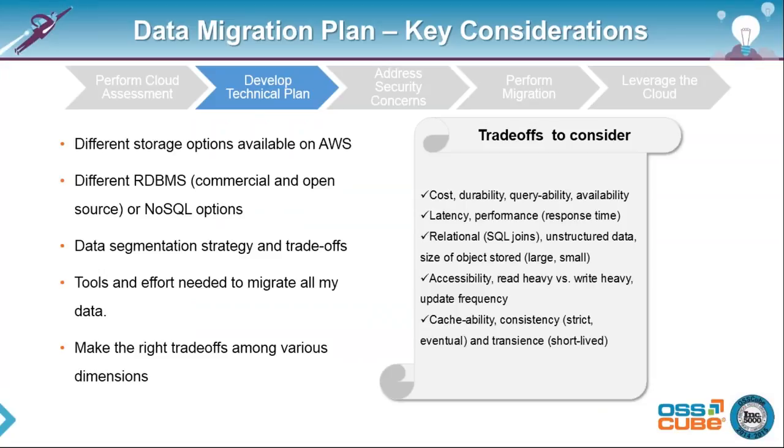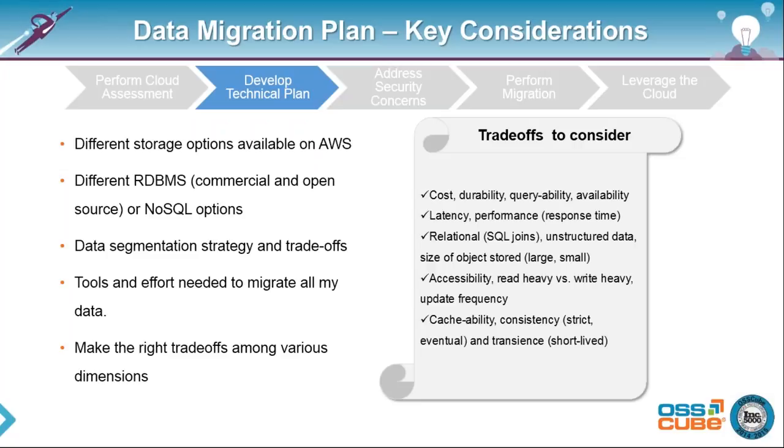Let's talk of the data migration. Data migration we are specifically considering because it is one of the most complicated parts when moving applications from on-premise to on-cloud. Based on your needs, you need to consider what are the storage options available on the cloud. For example, on AWS, you have different RDBMS, commercial as well as open source. NoSQL options, you have data segment strategies and trade-offs. It provides you a lot of tools to migrate your data, but you may need to make trade-offs among various dimensions.